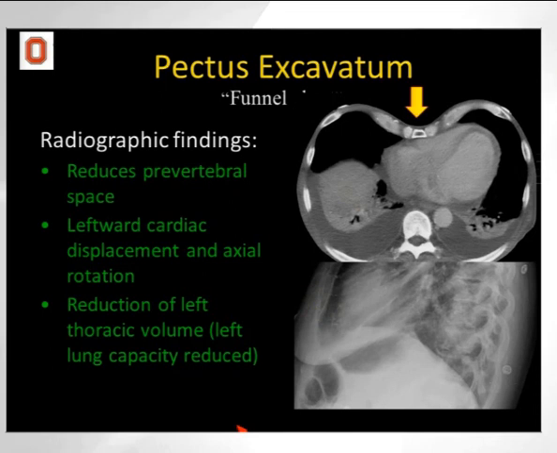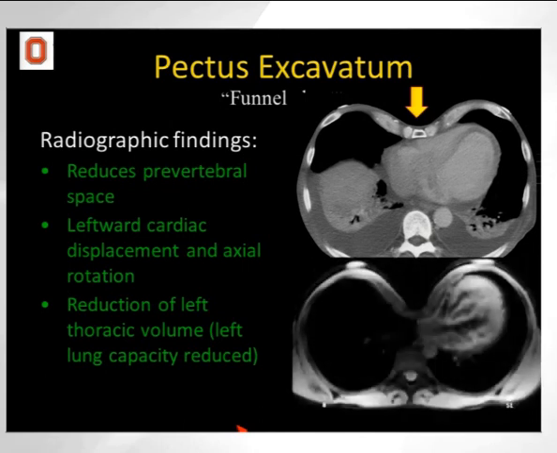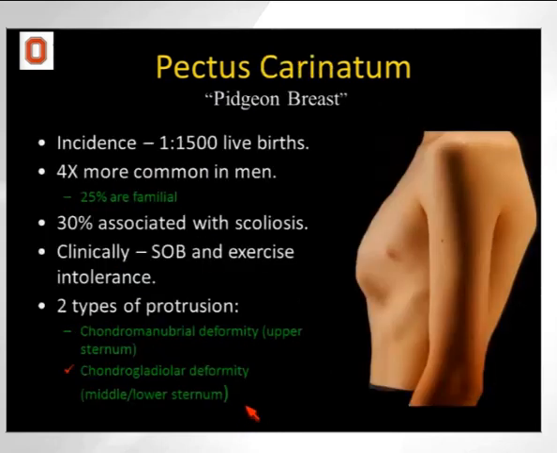You have the central depression with the overgrowth of the cartilage from both beneath and both sides. When very severe, you can see how it can cause marked narrowing of the anterior and posterior chest wall and the left cardiac displacement, as well as rotation and markedly diminished left lung capacity.